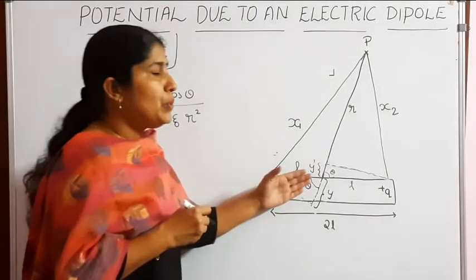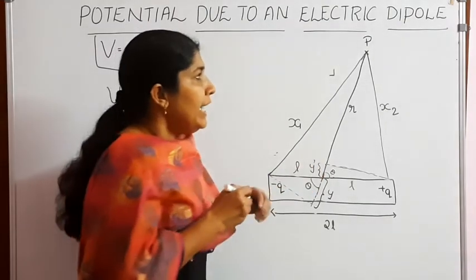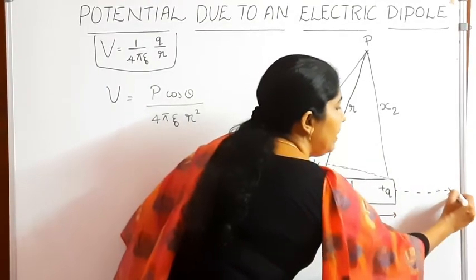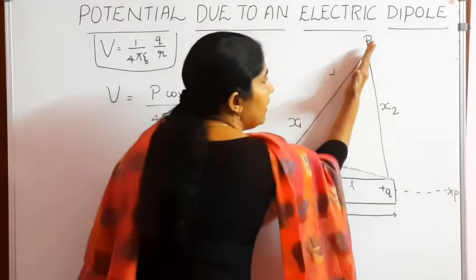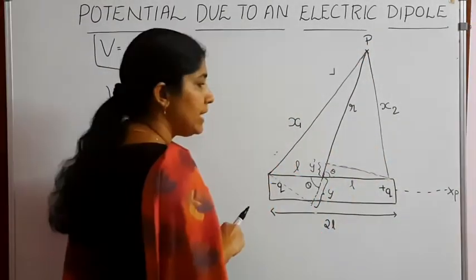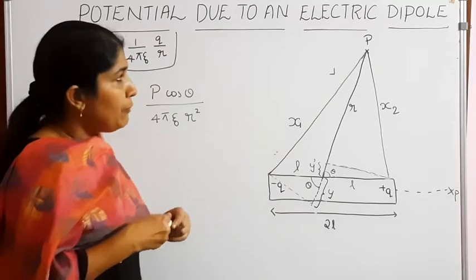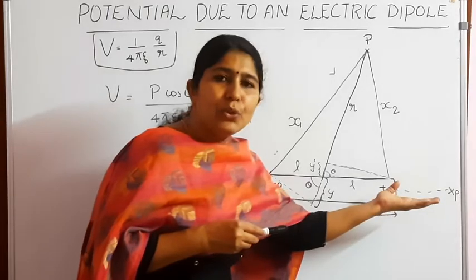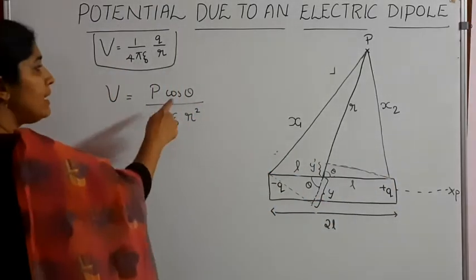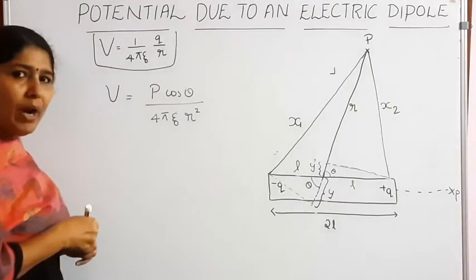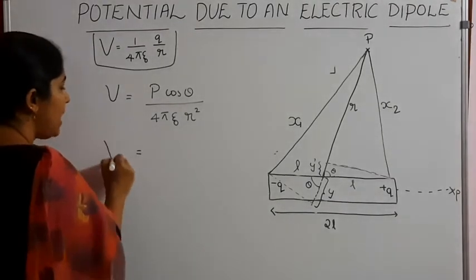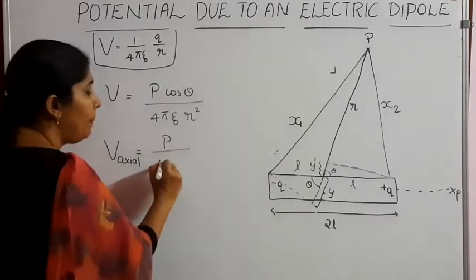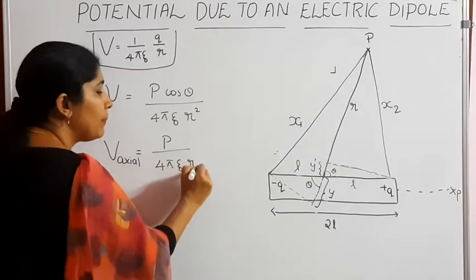When theta is equal to 0, that is if the point P is along the axial line of the dipole, if the point P is here, what about this angle? This angle becomes equal to 0. If the point P is along the axial line of the dipole, theta is equal to 0. When theta is equal to 0, cos 0 is equal to 1. Therefore, V axial becomes equal to p divided by 4 pi epsilon 0 into r square.